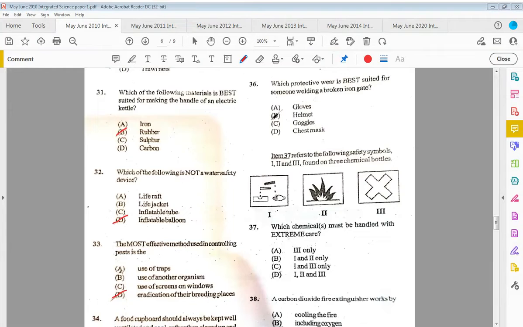36. Which protective wear is best suited for someone welding a broken iron gate? The answer is actually not B, the answer is C. That was an error, so ignore that.